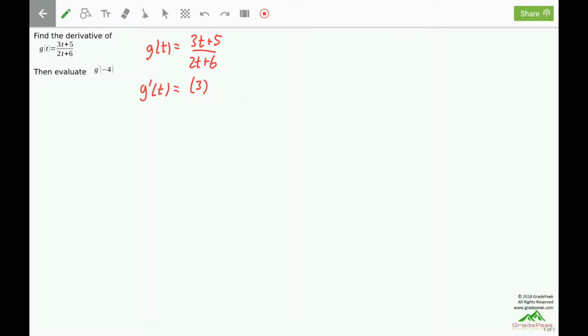The derivative of 5 will be a 0, times the denominator left alone, and then minus the numerator left alone, times the derivative of the denominator. The derivative of 2t is a 2. The derivative of the 6 will be a 0, all over the denominator squared.